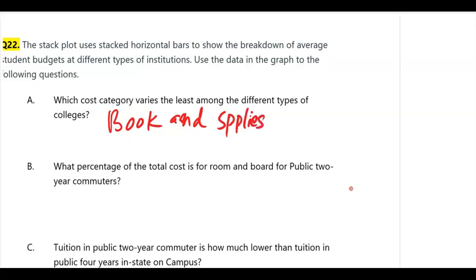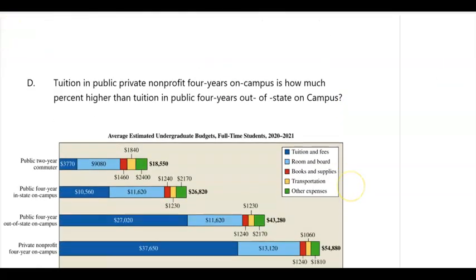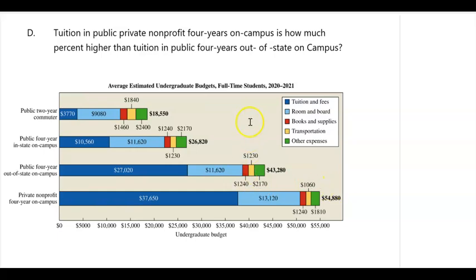Next question. What percentage of the total cost is for room and board for public 2-year commuters? So look for public 2-year commuters, which is here. I'm looking for the total cost for room and board for public commuters. The room and board cost is $9,080, and all costs including total are going to be $18,550. So we're trying to see what percentage $9,080 is of all the costs.